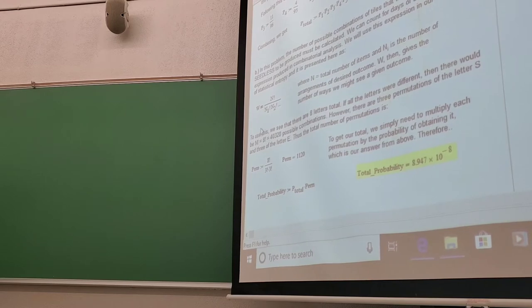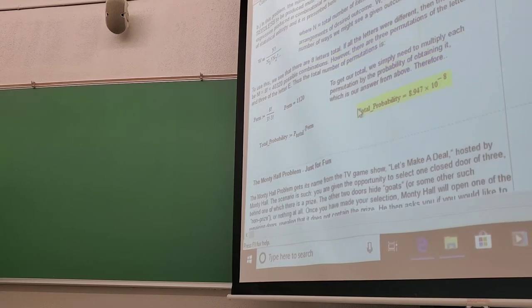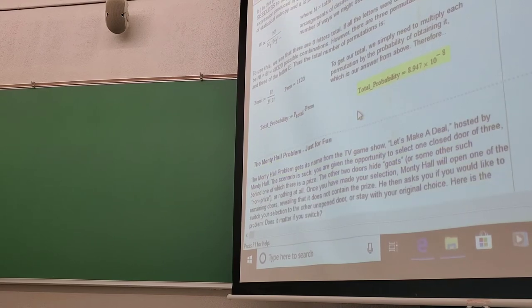So each probability is 7.99 × 10⁻¹⁰ times 1120. So the probability is better, but not great. So it's 8.947 × 10⁻⁸. So they use the word and more than anything else.